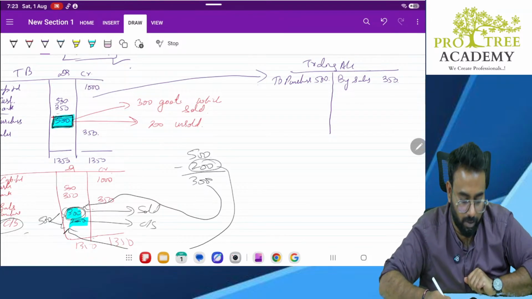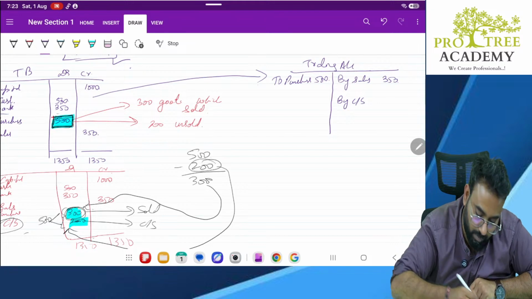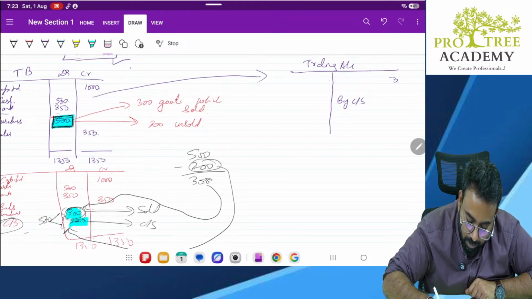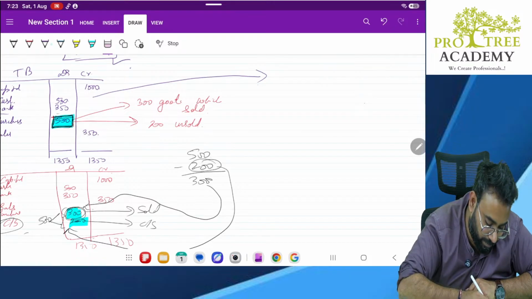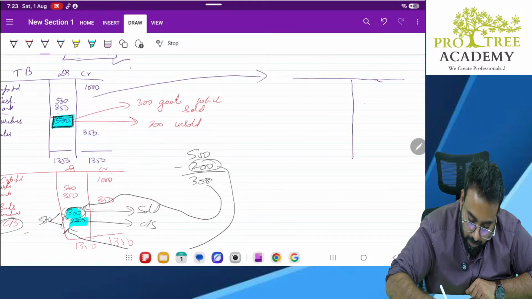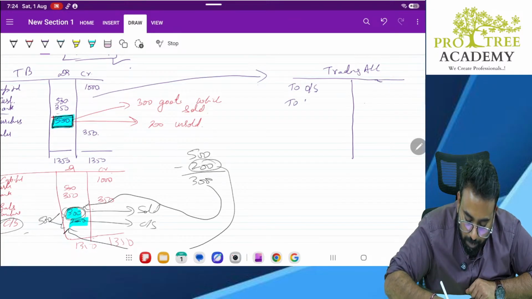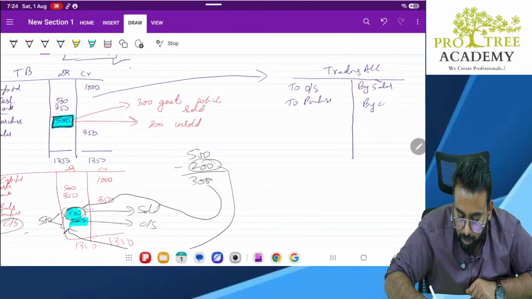But there is closing stock with us, sir. Yes, sir. By closing stock. Okay. Not to confuse you, I'll just write it like this so that you understand in a better way. Your trading account format only you tell, sir. To opening stock, to purchases, by sales, by closing stock.